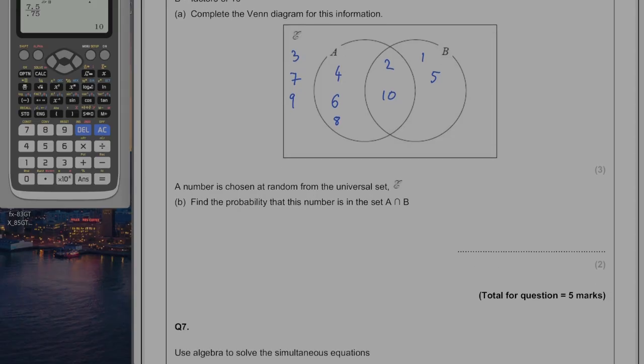Right. A number is chosen at random from the universal set. Find the probability that the number is in the set A and B. So that's the intersection. So we've got 2 digits in the intersection, and we've got a total of 10 numbers. So 2 over 10, which I would say is 1 over 5.